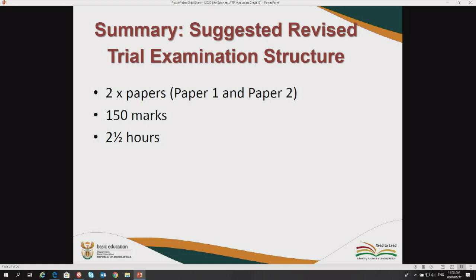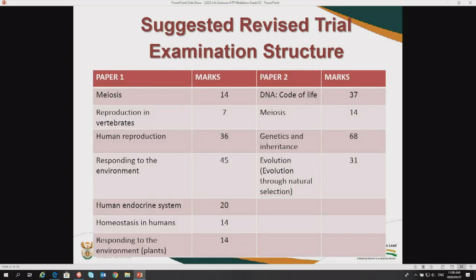Suggested revised trial exam, still 2 papers, still 150 marks, 2.5 hours. Now this is the suggested trial paper or papers if provinces do not finish in the third term. Then the idea was to remove human impact in paper 1 and remove human evolution in paper 2. But then all these other marks are adapted.